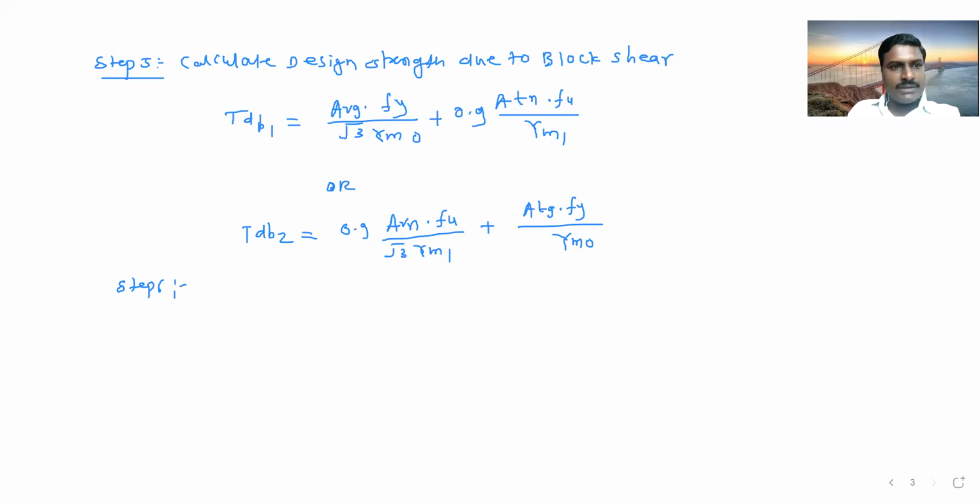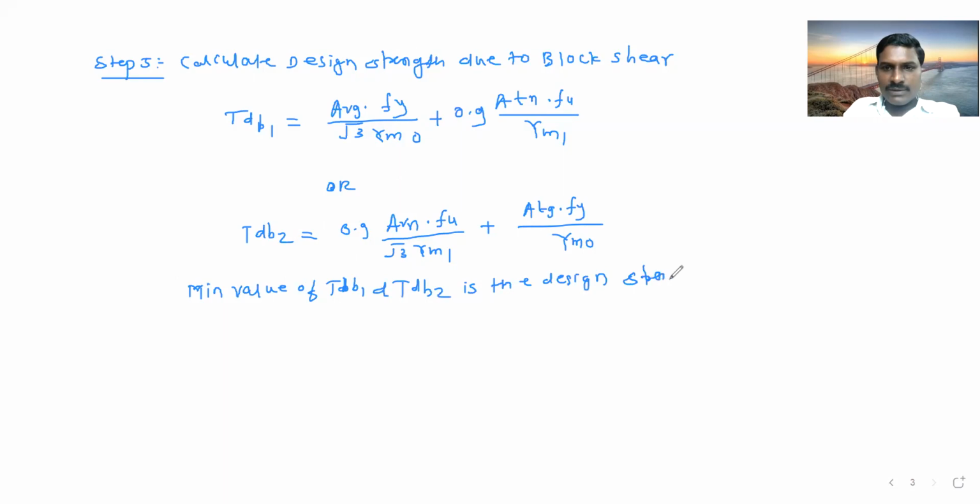And the last step, step number 6. So in step 5, write down this sentence: the minimum value of TDB1 and TDB2 is the design strength of block shear. And step 6 is that whichever of the two is the minimum will be the design strength of block shear.